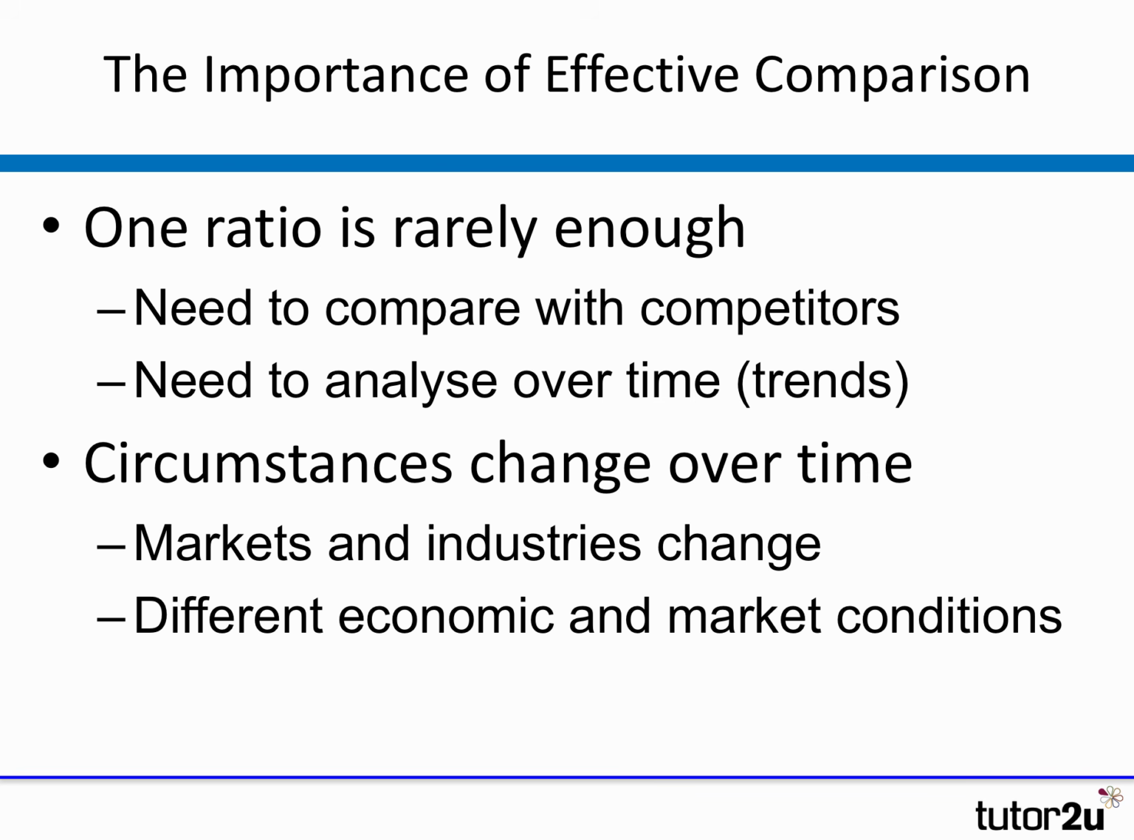You need to bear in mind, of course, that if you're looking at trend information, calculating ratios over time, the circumstances may have changed that may have influenced those ratios. So we know from looking at markets that they change, don't they? They're very dynamic. But also it could be the ratios are drawn from different periods when the economic and market conditions were different, which may have had an impact. So you need to be aware of the fact that circumstances may have been different based on the data you've calculated.